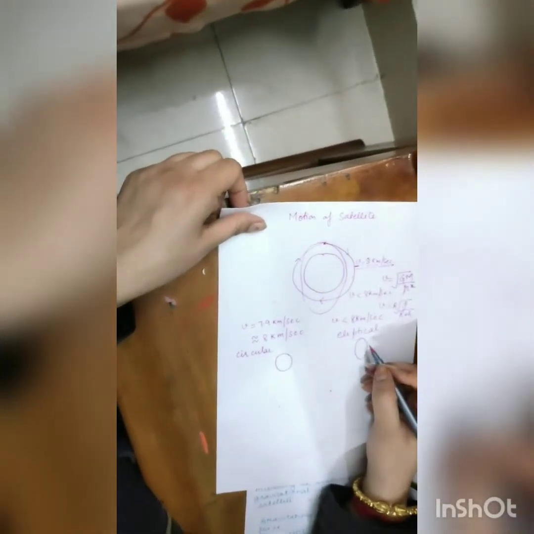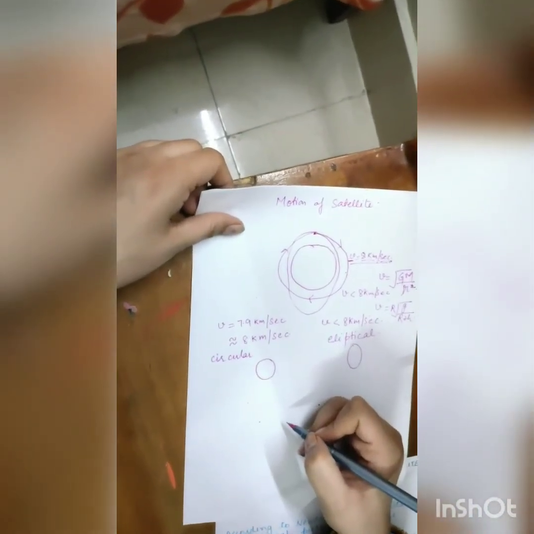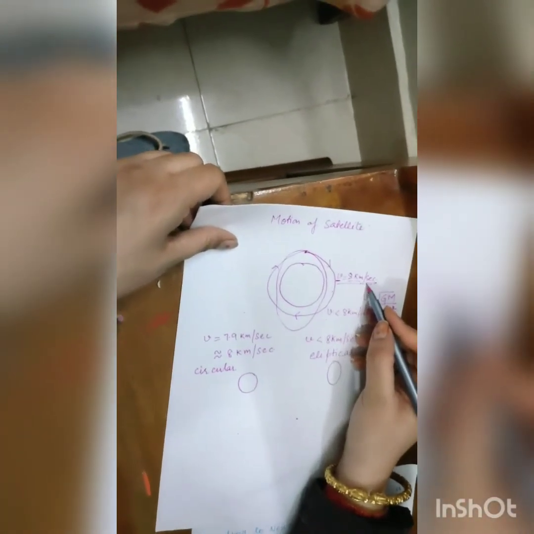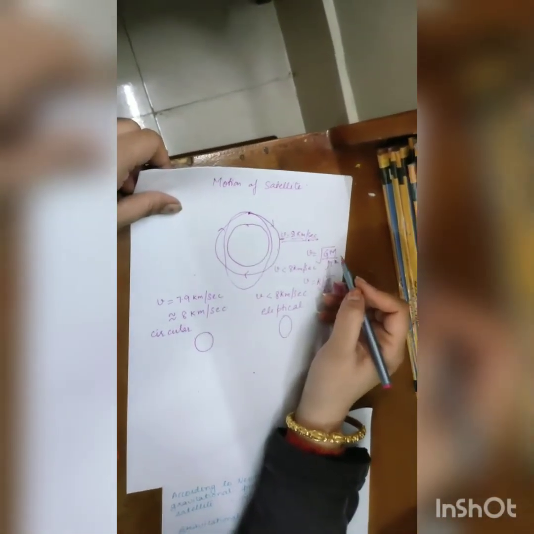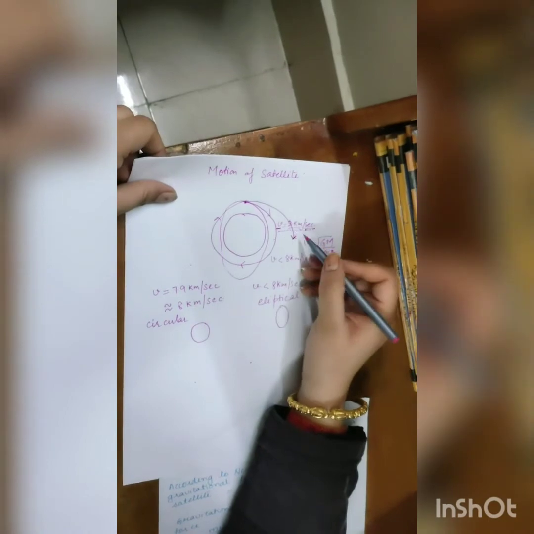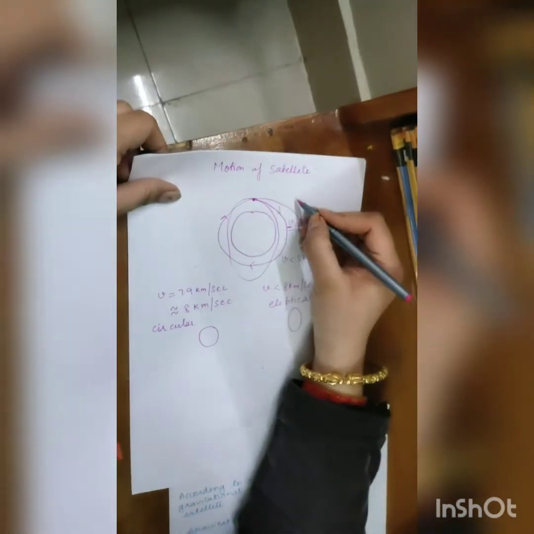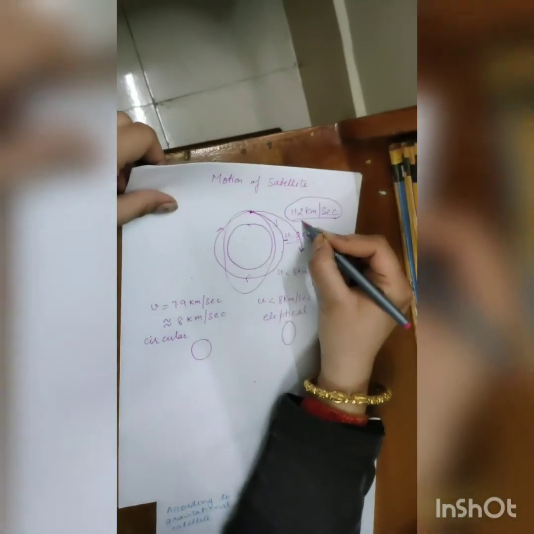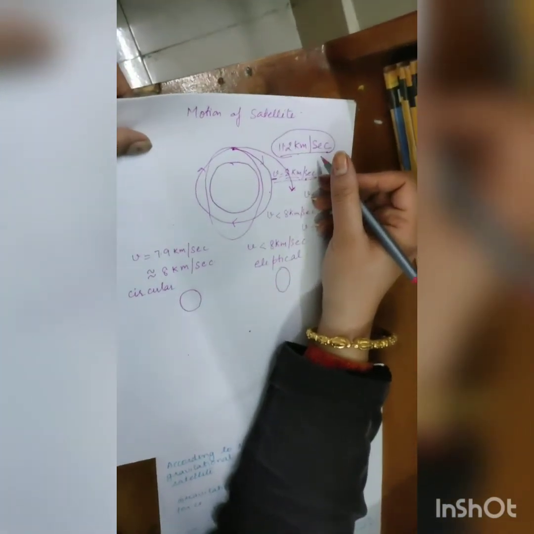There are two other paths also which a satellite can follow, and those are parabola and hyperbola. The satellite follows a parabolic path when the speed of the satellite is more than 8 km per second and less than 11.2 km per second. In that case, the satellite will follow a parabolic path, and it will leave the gravitational field of the planet or Earth, and that speed is 11.2 km per second. With this speed the satellite escapes from the gravitational field of the planet, and this speed is called escape velocity.